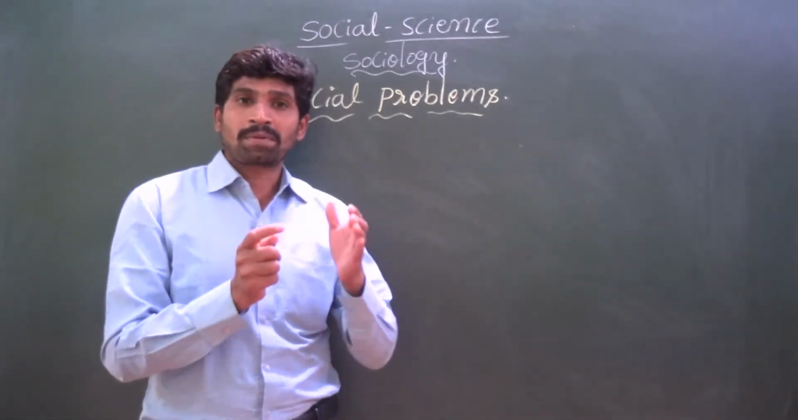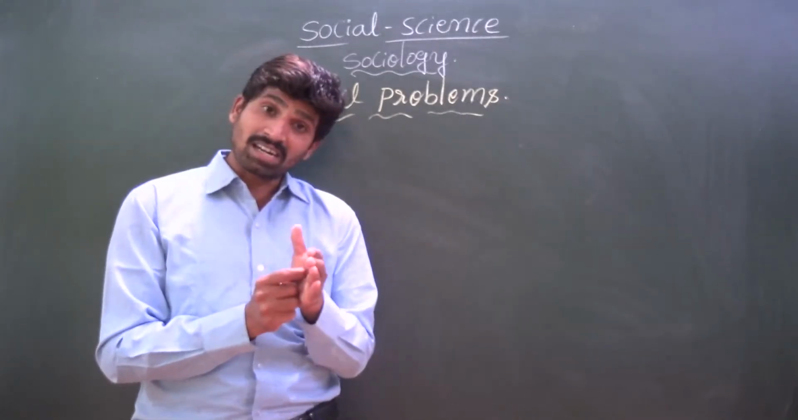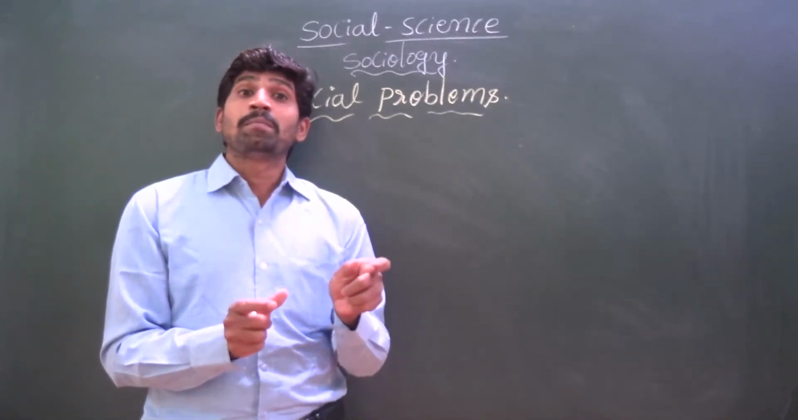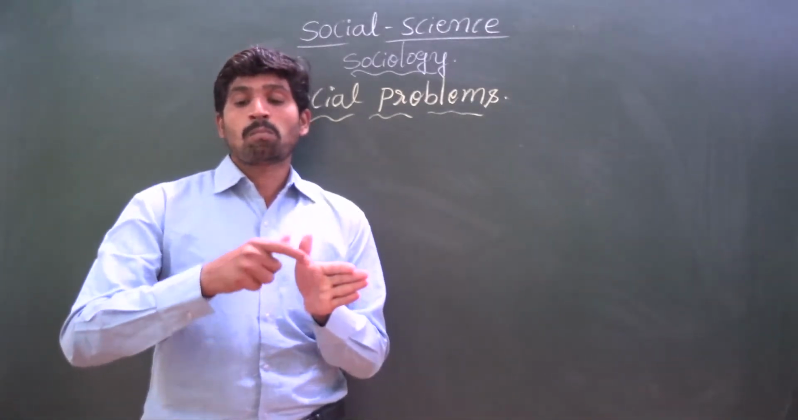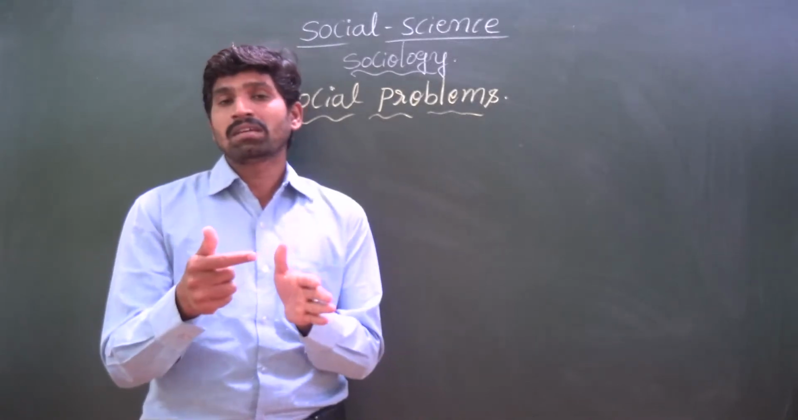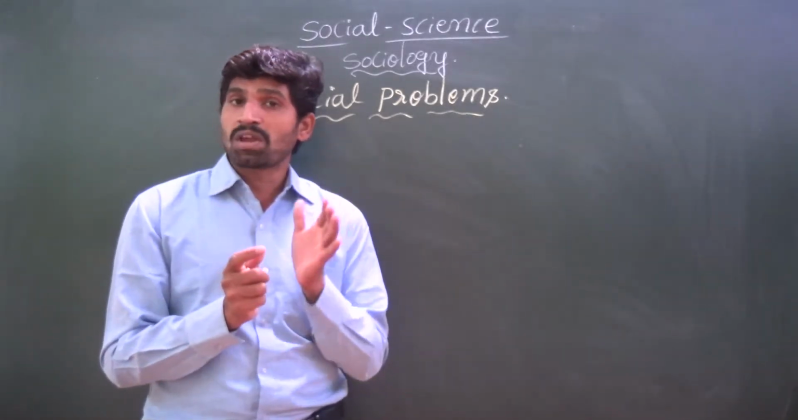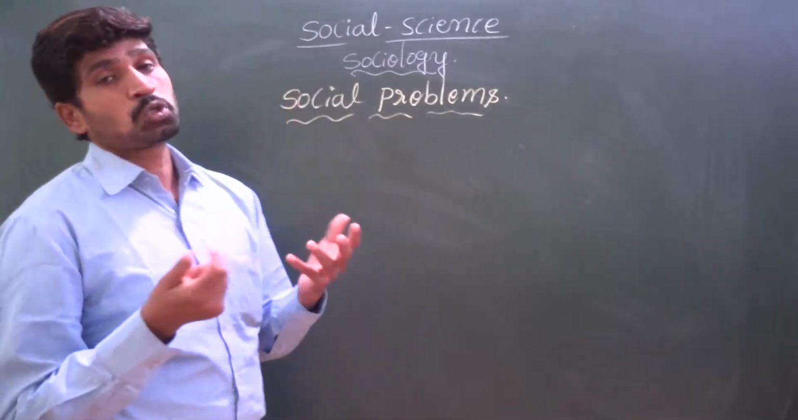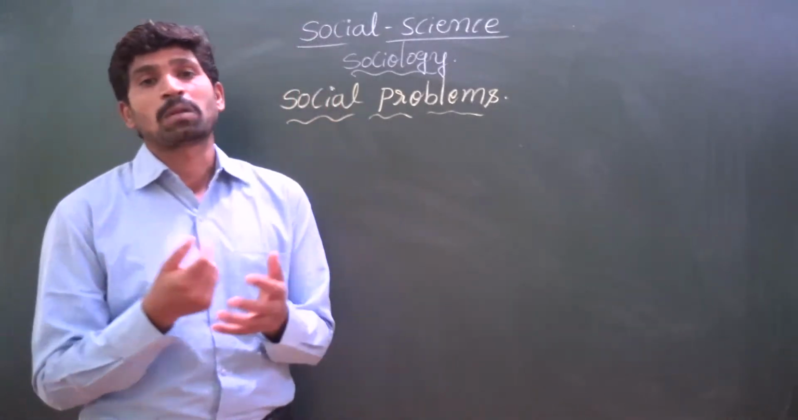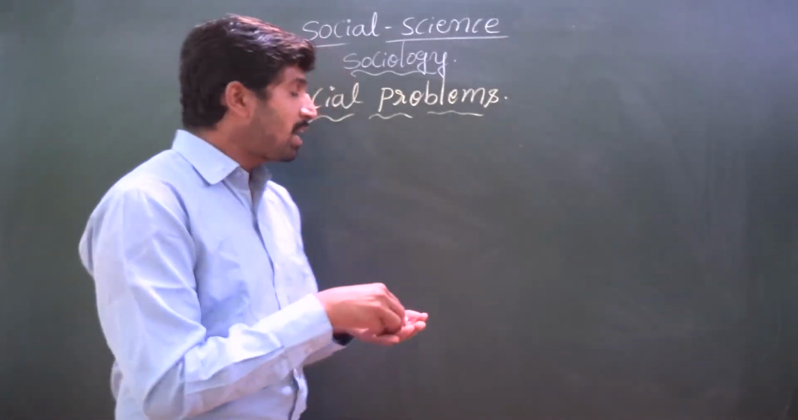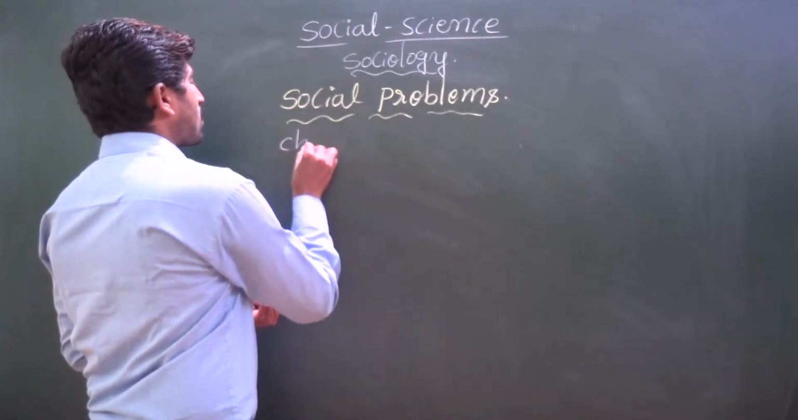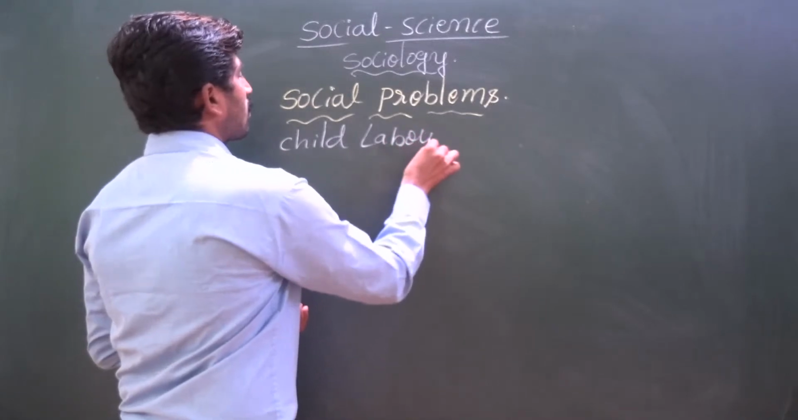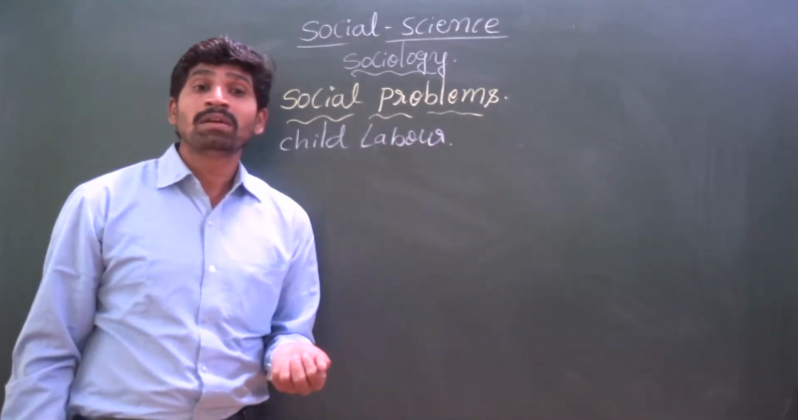A social problem represents a condition that should not be allowed to continue because it is perceived as a problem of the society. It can be converted into a problem of the society, so we have to find out the solutions. Yes, in India there are many social problems. Which are those? The first problem is child labor. It is a social problem in India.